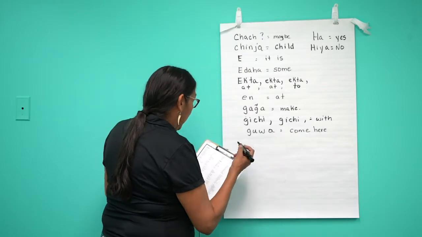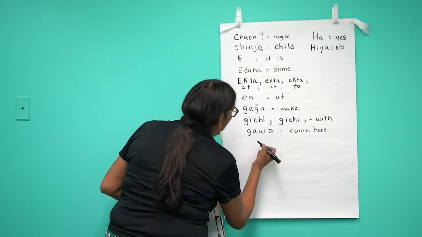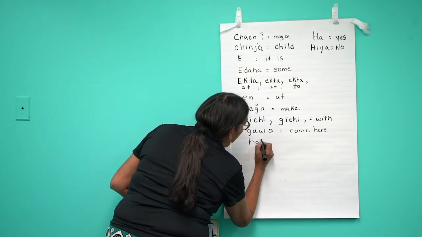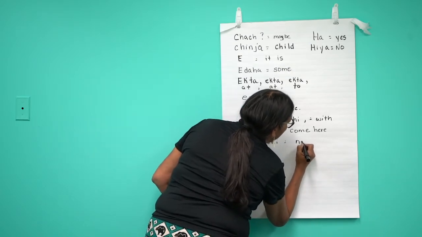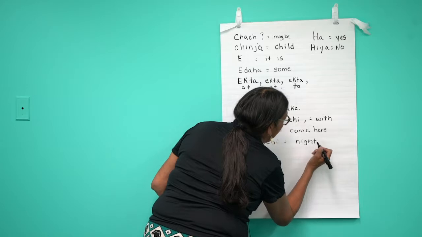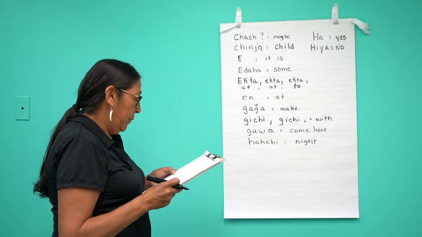Oh, and I told you about, you know, that this ha-hebi, which is when the sun has gone down, that is nighttime, ha-hebi.